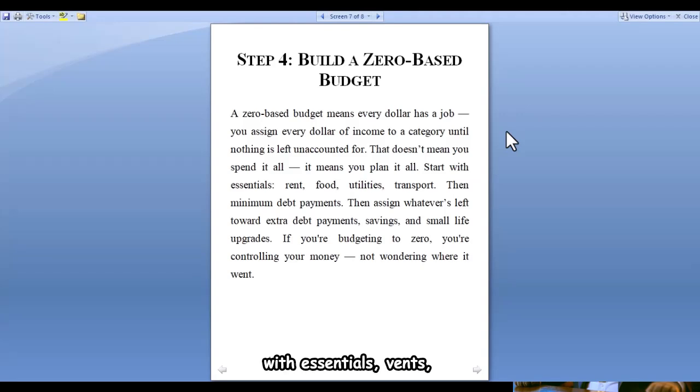Start with essentials: rent, food, utilities, transport, then minimum debt payment. So then assign whatever's left toward extra debt payment, saving and small life upgrades. So if you are building to zero, you are controlling your money, not wondering where it went. So now let's go to the last step now.